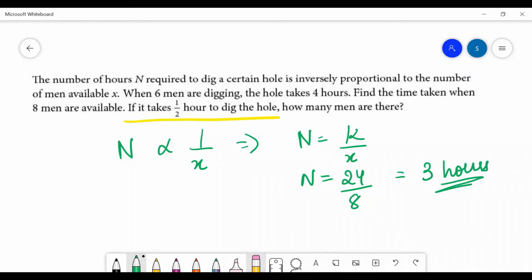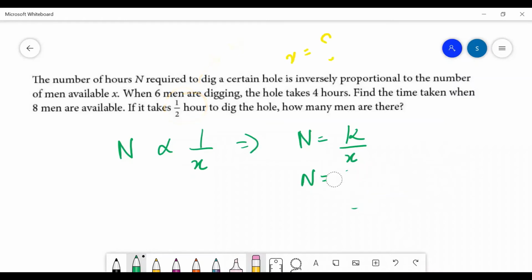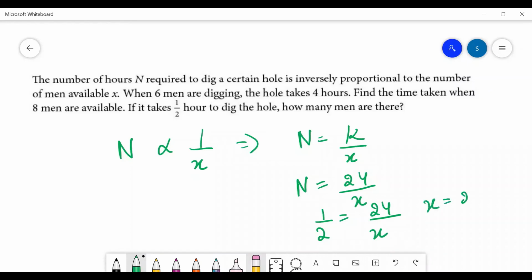Next, if it takes 1 by 2 hour, which is half hour, to dig the hole, how many men are there? Here they've given us the value of n, you have to find the value of x. So n equal to, k is 24, right? 24 by x. Now n equal to half hour, which is equal to 24 by x. And when you solve this, you get x equal to 24 into 2. So x equal to 48 men.